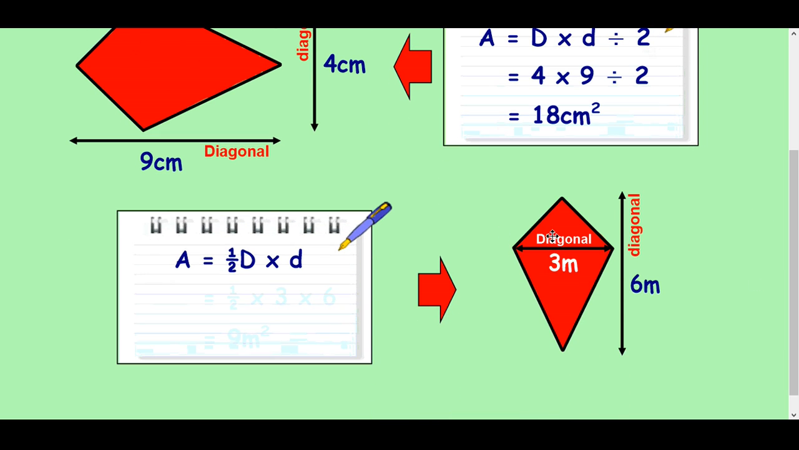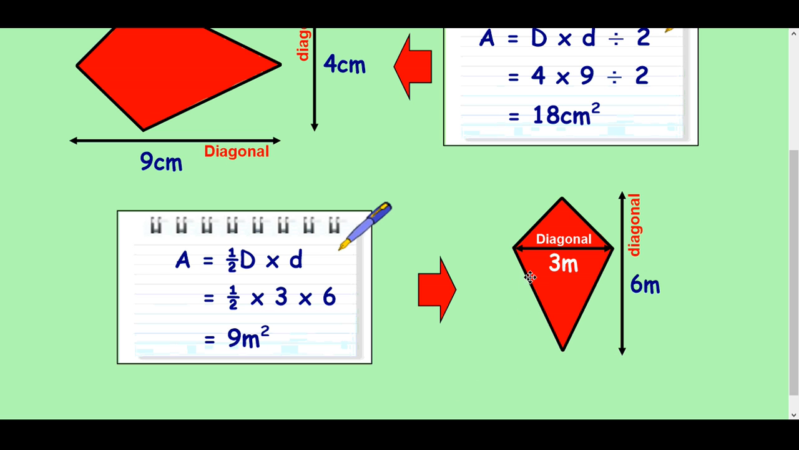And to finish off, we've got two diagonals here, 3 and 6. So you're doing a half times 3 times 6. 3 sixes are 18, half it and you're going to get 9. Again, remember your units, metres squared, we're talking about area. Or you could half the 6 and do 3 times 3, and that would give you your answer.